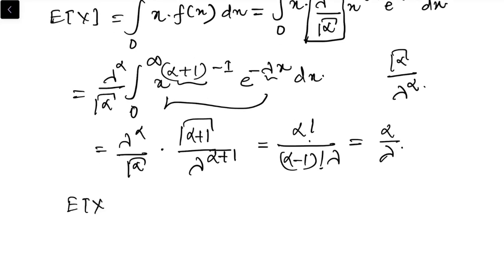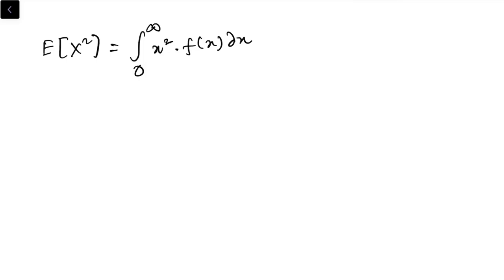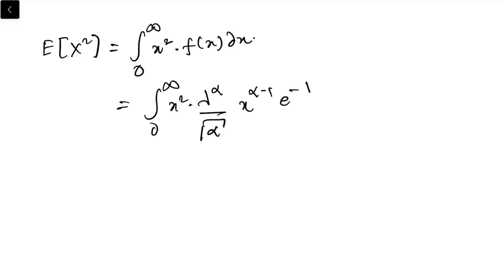So expectation is alpha by lambda. Now what about the variance? For variance we need to calculate expectation of x square. So 0 to infinity, in place of x we write x square and PDF. So this is 0 to infinity x square times lambda to the power alpha over gamma alpha, x to the power alpha minus 1, e to the power minus lambda x dx.